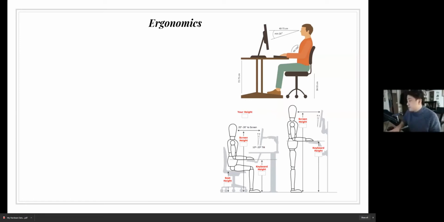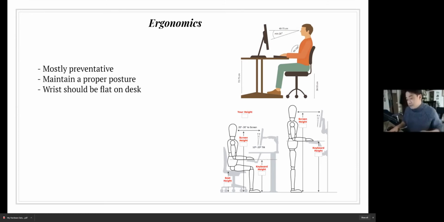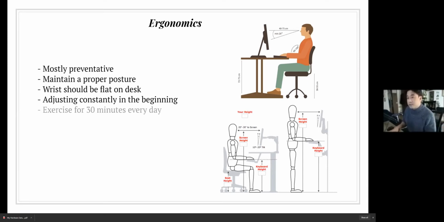Ergonomics, you have two pictures there, the optimum way to do it. I feel that a lot of problems can be avoided just by preventing and making sure that you have the right posture. Your wrist should be flat on the desk. I think when you first get a chair or a new desk, there's a lot of adjustment constantly until you find your sweet spot of sitting comfortably. So don't worry if you have to adjust constantly the first week.